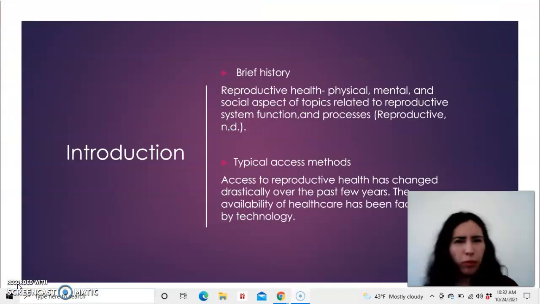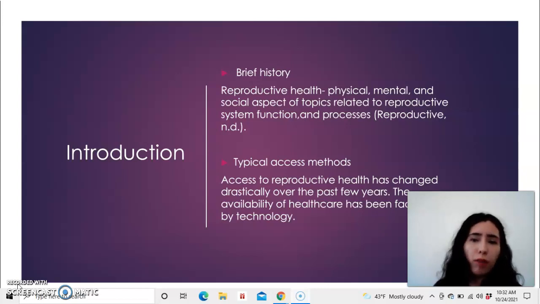For a brief history, reproductive health is defined as the physical, mental, and social aspects of topics related to reproductive system, function, and processes. Modern reproductive health started to take shape with the first reproductive health clinic in the United States in 1916, which was a Planned Parenthood center. In 1973, one of the most landmark cases surrounding reproductive freedom for women was Roe versus Wade.